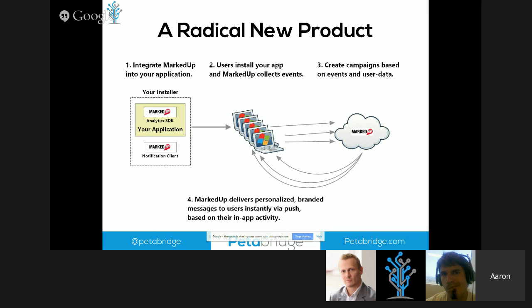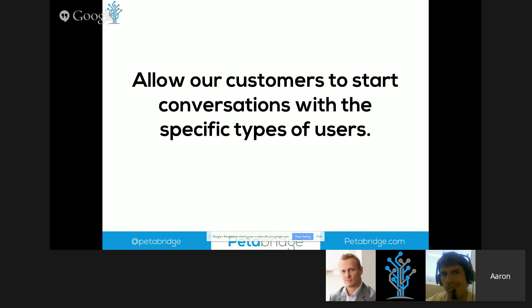So the ultimate goal of this product was to really allow our customers to start conversations with specific types of users who would be able to generate business for them. And our customers loved this idea. We tested some back-of-the-napkin designs, and were able to validate that this is something our customers would pay for.